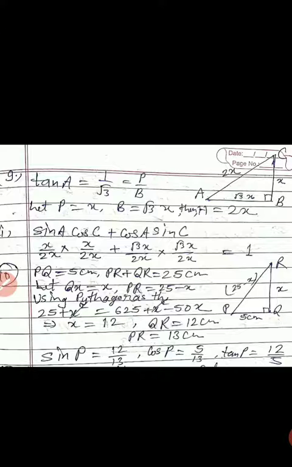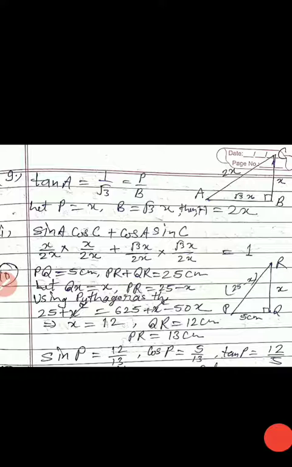So we draw a right triangle ABC in which angle B is 90 degrees and tan A is 1 upon root 3, so tan A is P upon B. So perpendicular will be BC and base is AB. So BC we write here x and AB we write here root 3x. Clear? Now here P equals x and B equals root 3x.